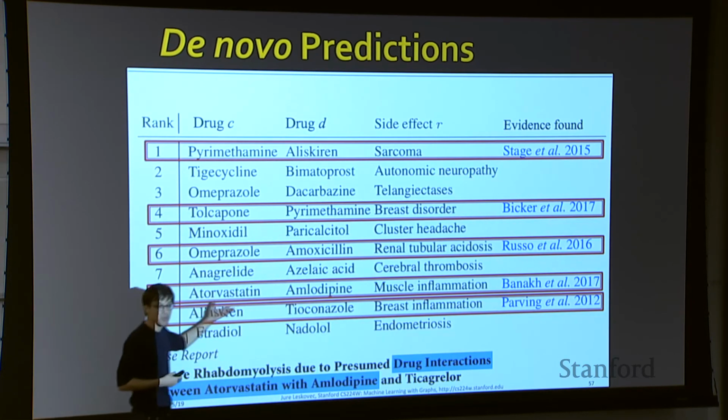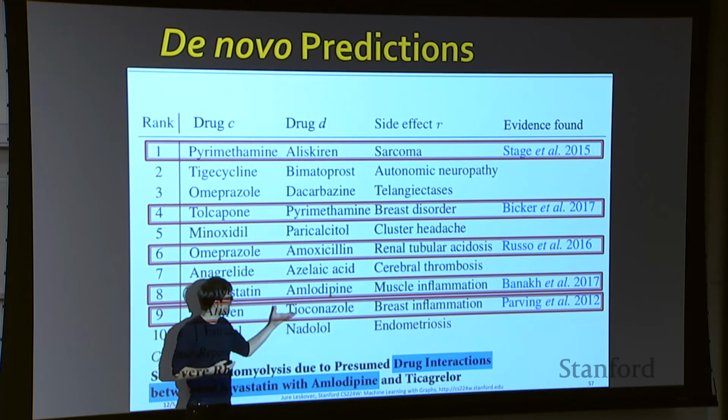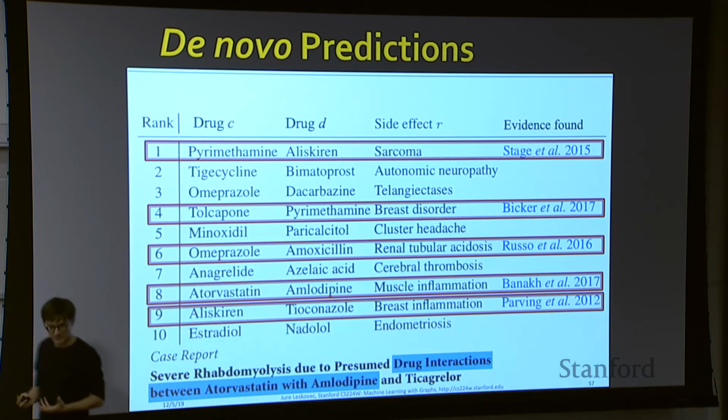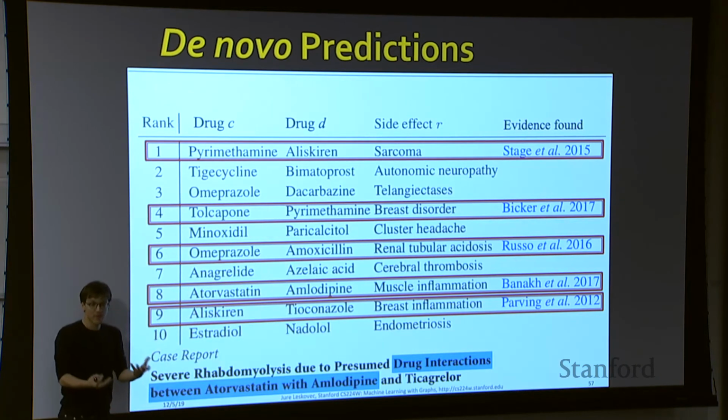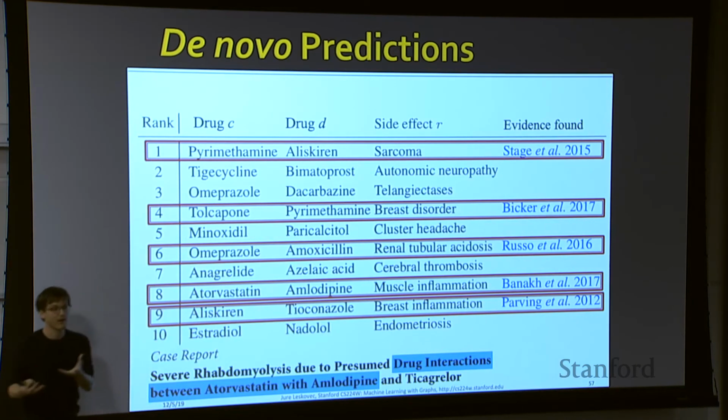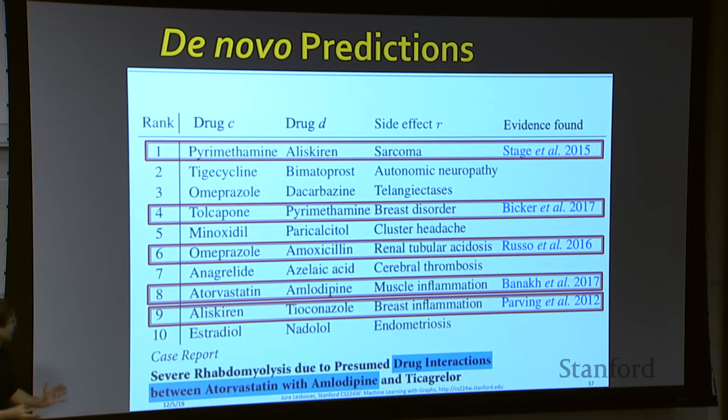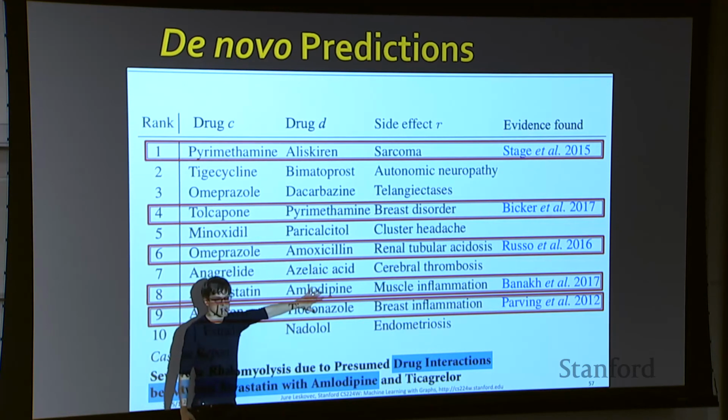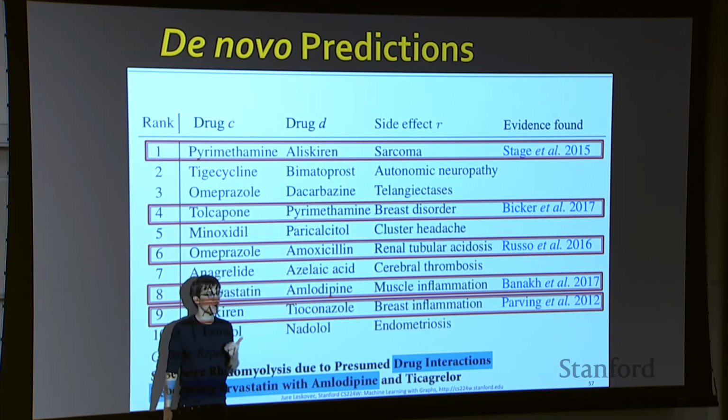So this is quite impressive, right? That basically we are able to make predictions where half of them have been independently verified, and we could never have guessed this using our data alone.